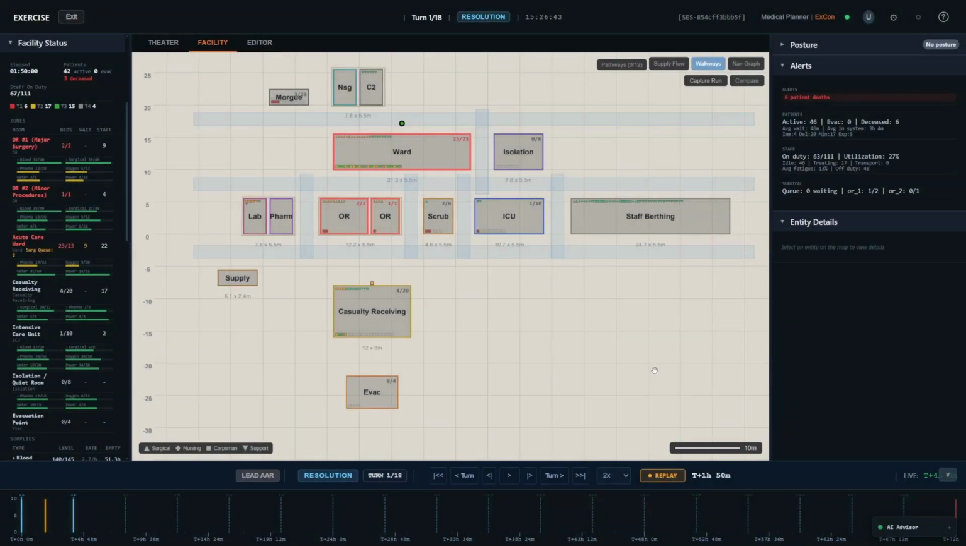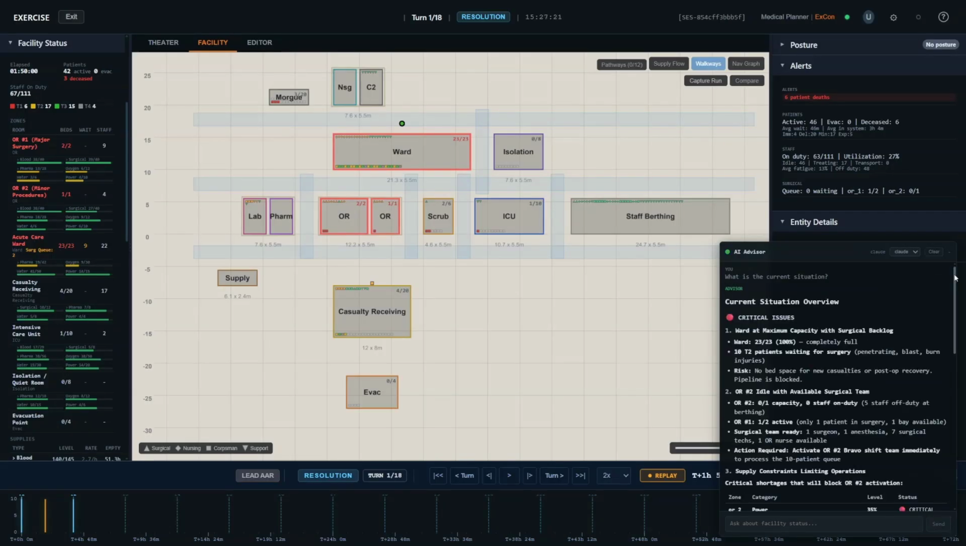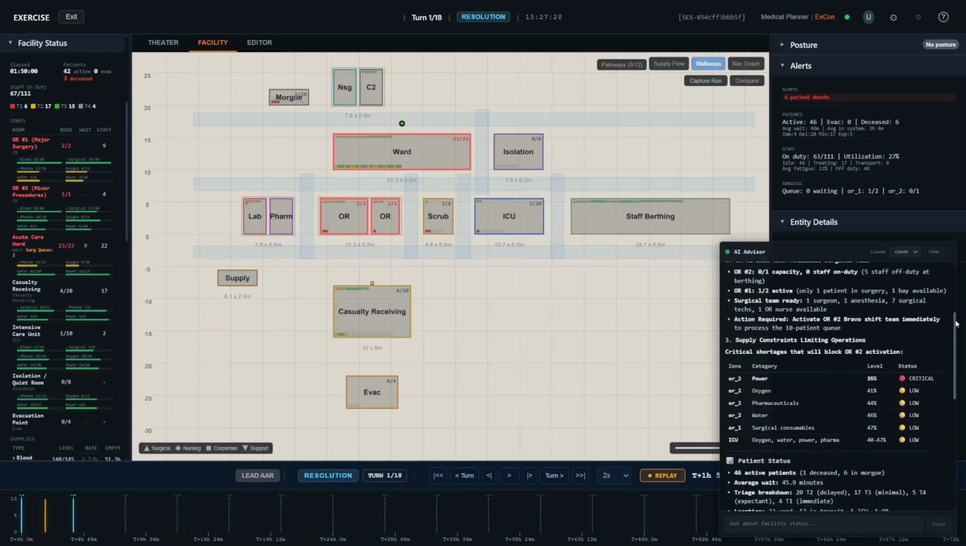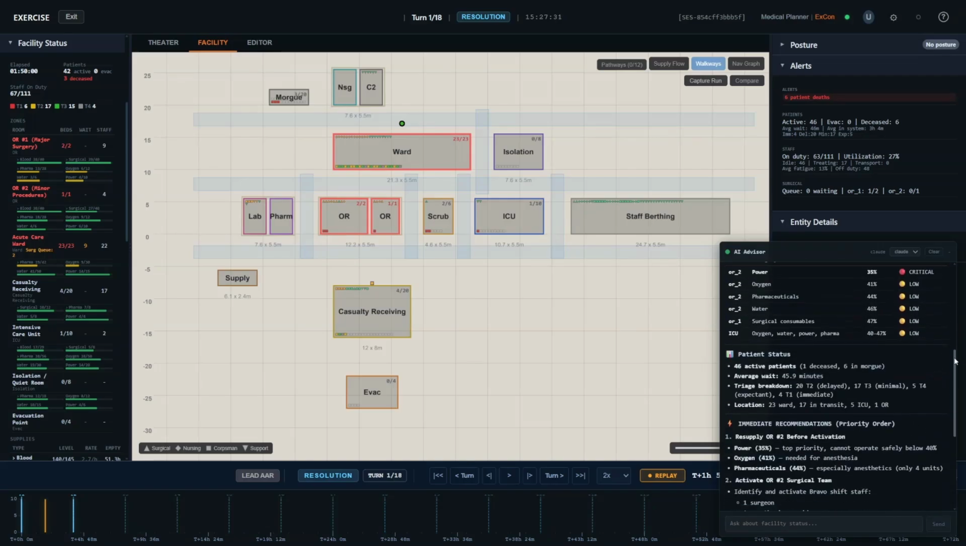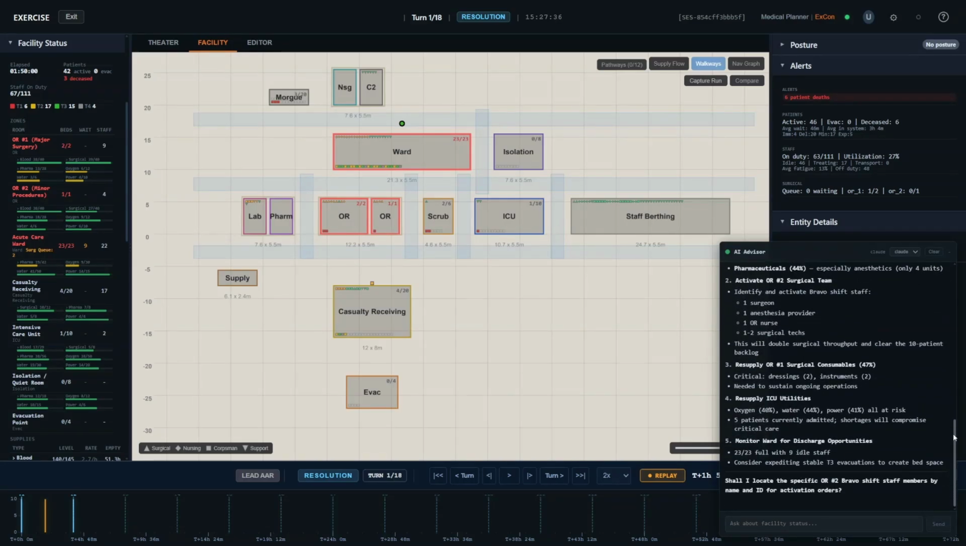The ExMed Digital Twin includes an AI advisor that monitors the live simulation and provides real-time analysis. It sees patient flow, supply levels, staff fatigue, and surgical queues. Ask about capacity, burn rates, or staffing gaps. The advisor gives actionable answers grounded in current simulation data, a tireless staff officer watching the operational picture.